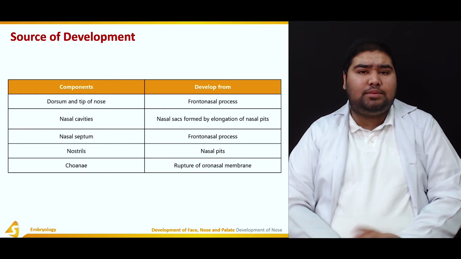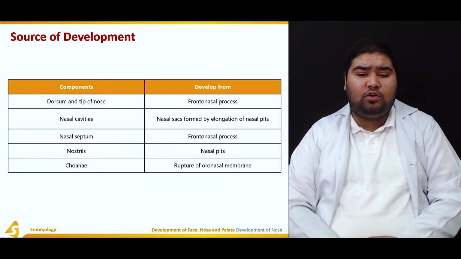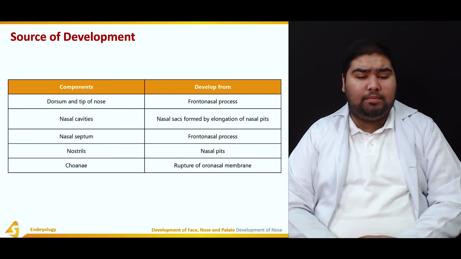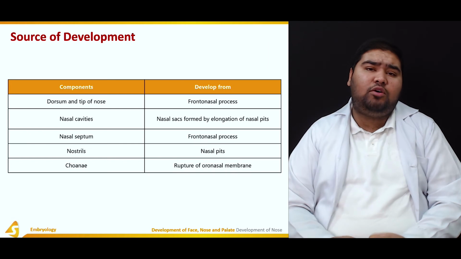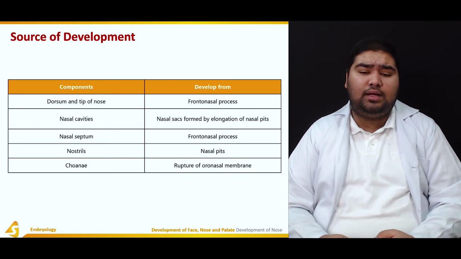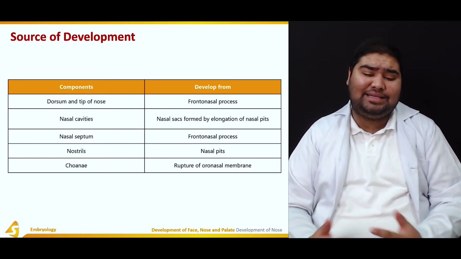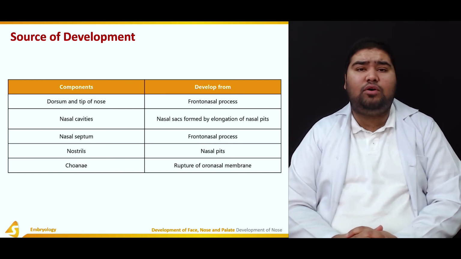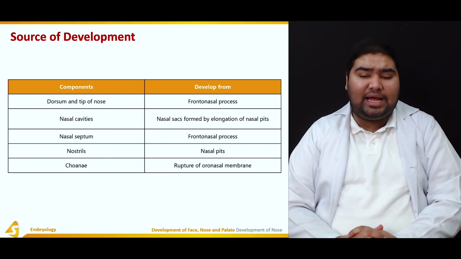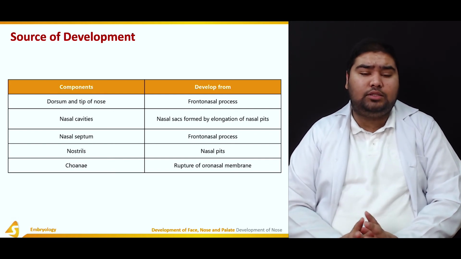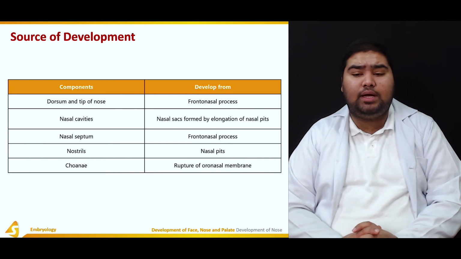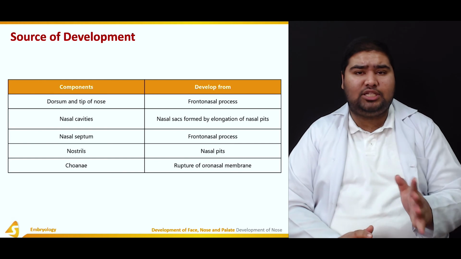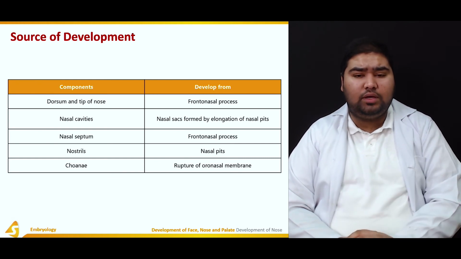So the nasal septum, how was it formed? The nasal septum was formed by the frontonasal process by thinning of its median membrane. The nostrils were formed by the anterior openings of the nasal pits, the anterior nares, and the choanae are developed from the rupture of the oronasal membrane. Conchae are the ridges that develop from the lateral wall of the nose.